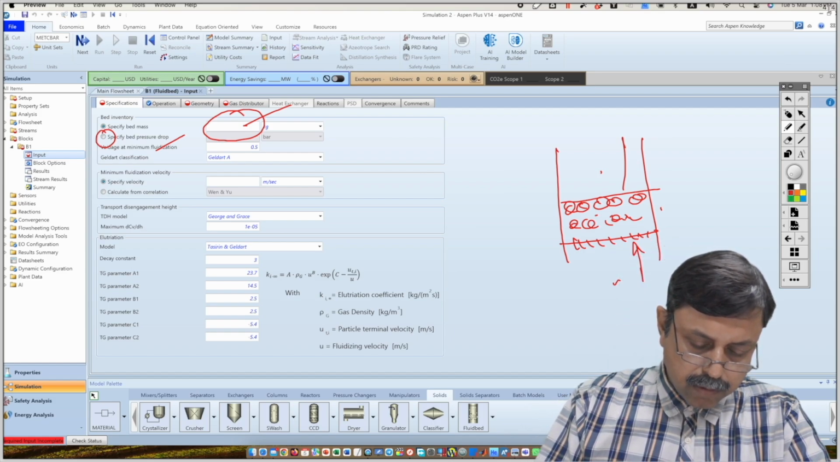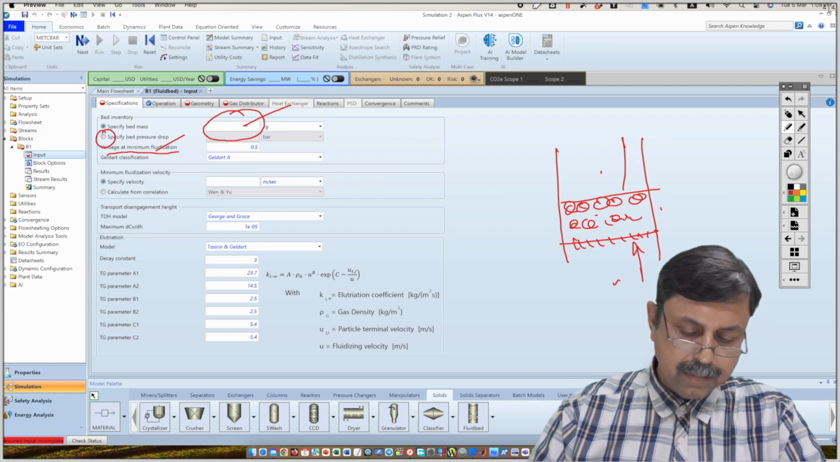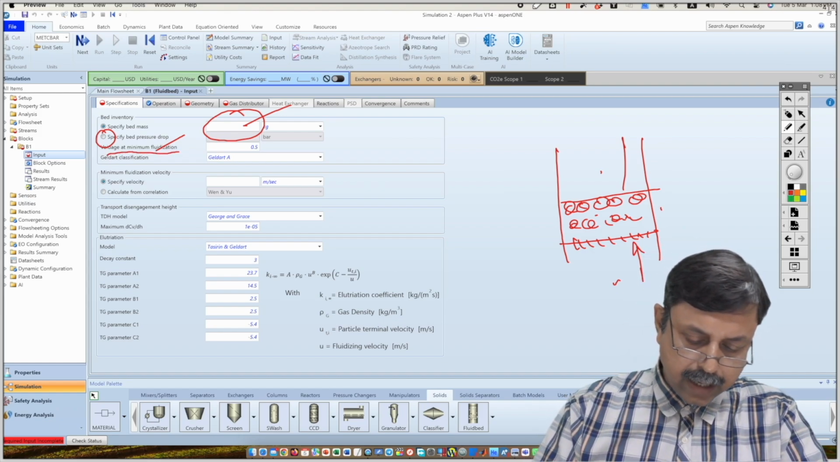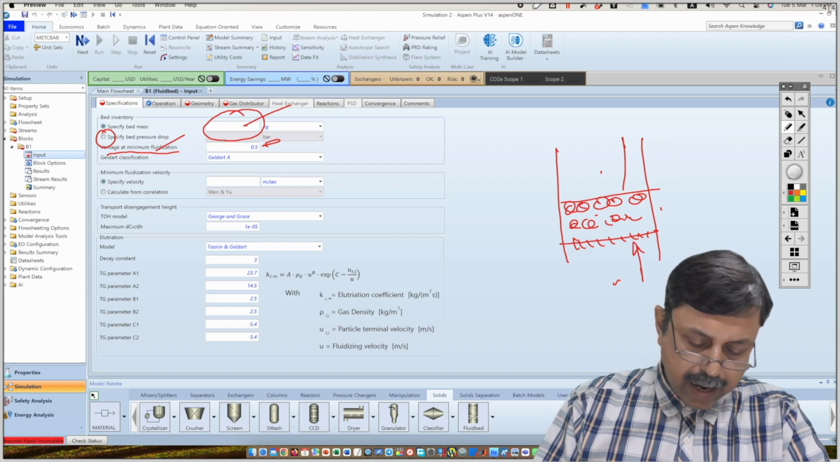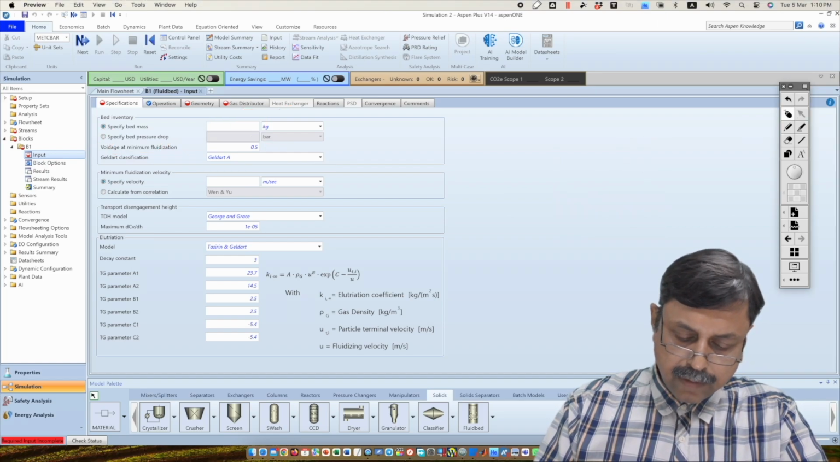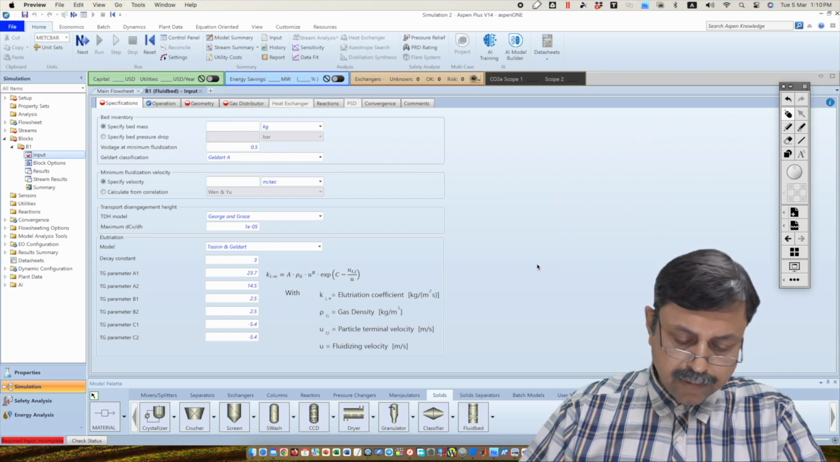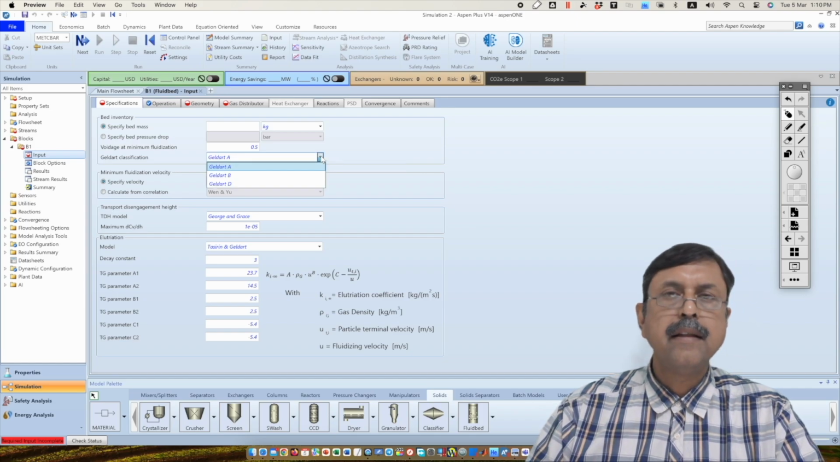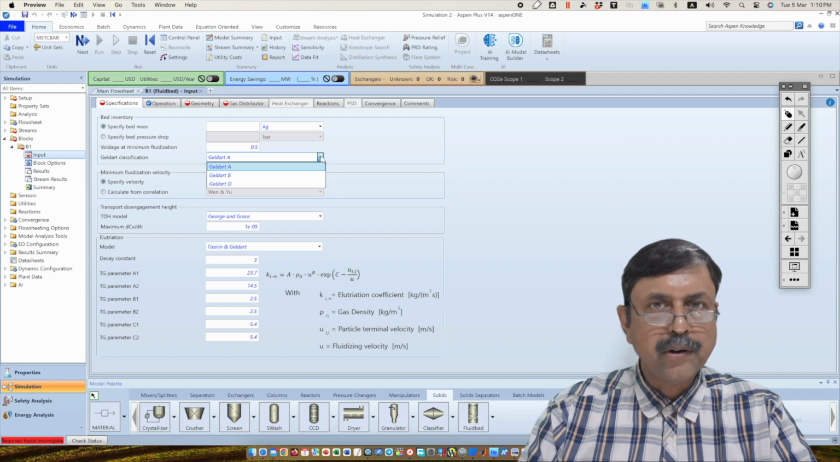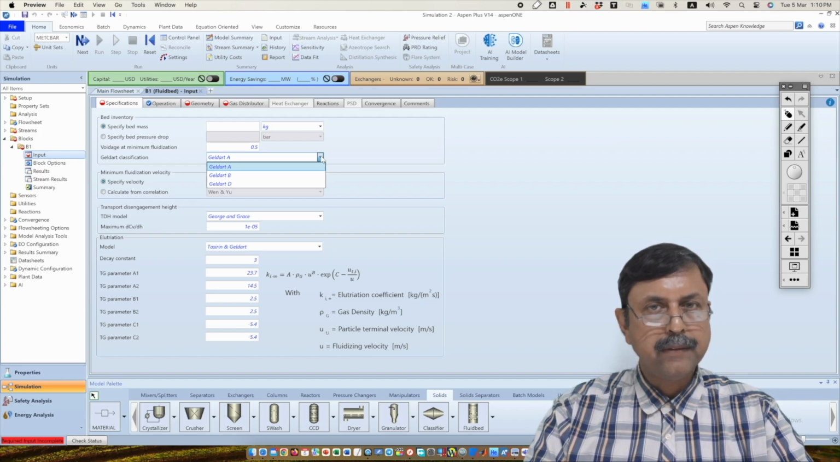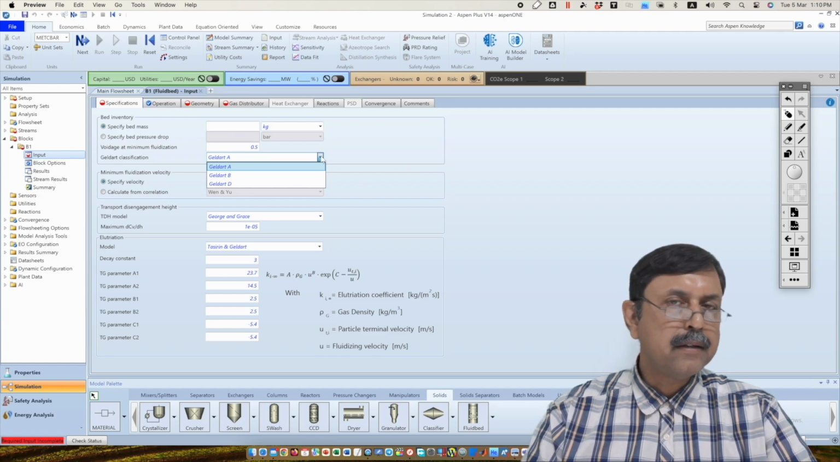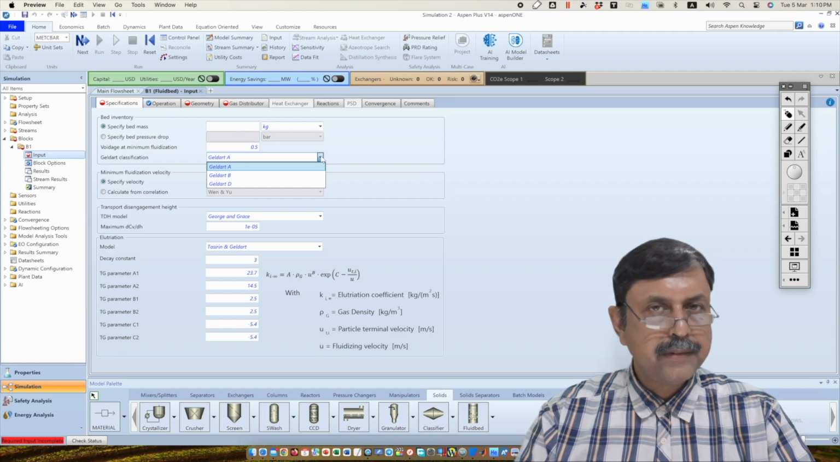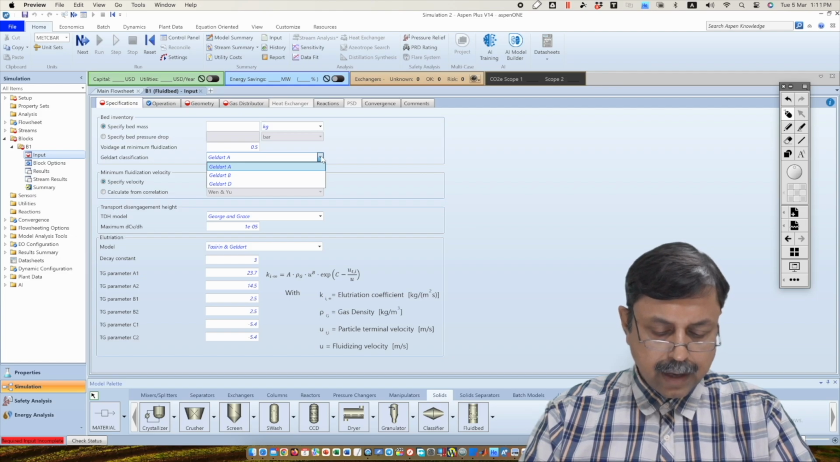Here you have to provide the voidage at minimum fluidization. So that you have to specify. And the Geldart classification. Okay. Here you will find there are 4 types of Geldart classification. Geldart A, Geldart B. There is Geldart C also for sticky particles, when there will be some stickiness in the particles. So for that, Geldart C is there, and Geldart D.